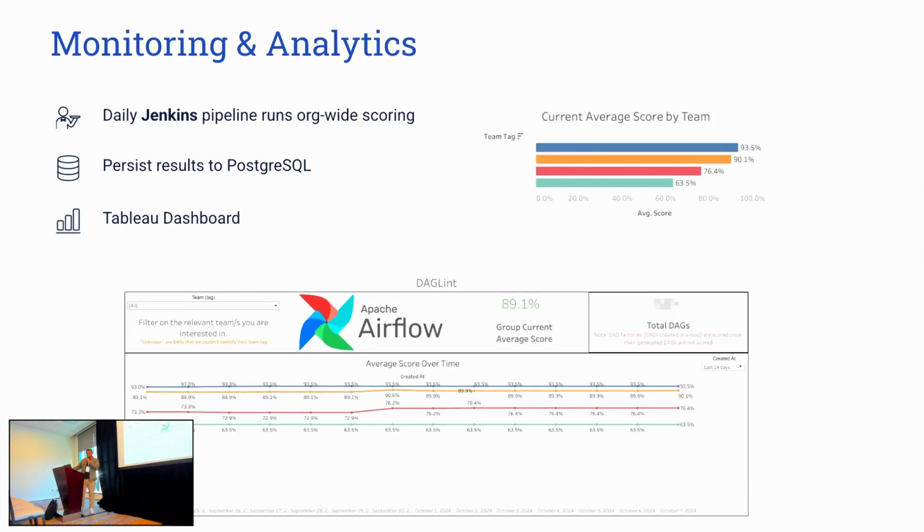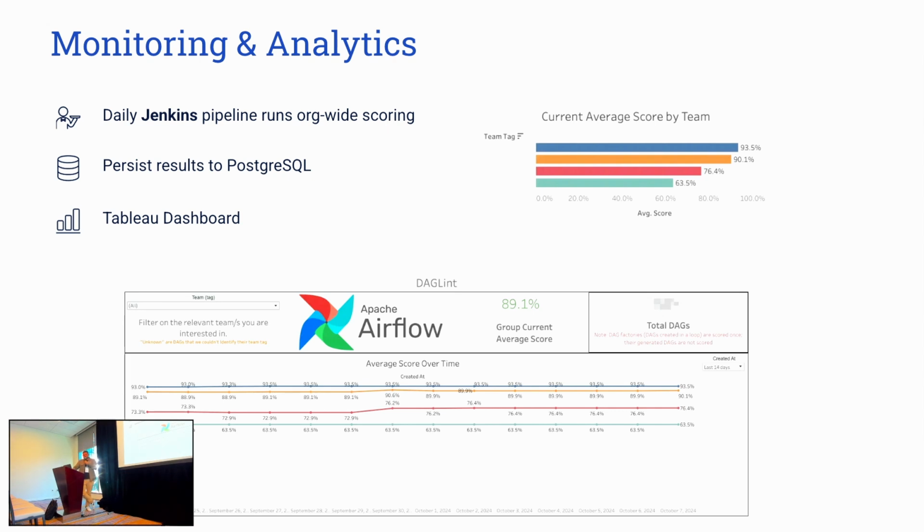We also wanted to integrate it with monitoring and analytics because we wanted to have a score for the DAG, but also for the team, and make sure that our group maintains that score and makes it go up and not down. So what we did to integrate it with Tableau, our visualization tool, was create a Jenkins pipeline that runs daily, and it lints and scores every DAG we have in the system. By using tags, it knows to which team a specific DAG belongs. And we persist those results daily in a Postgres table.